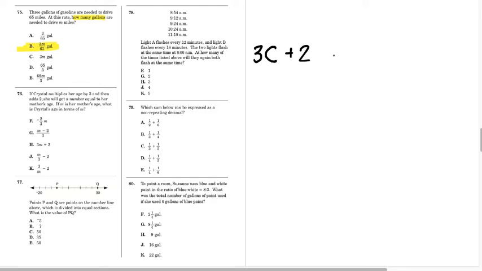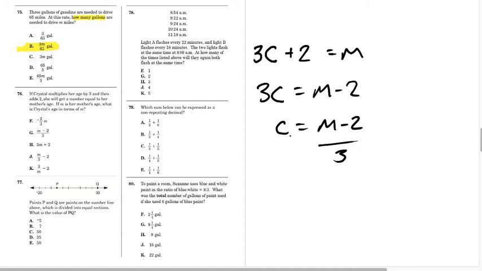It's going to equal what her mom. Call her mom m. So we have to solve it in terms of m. Okay, so we have to solve for c. So 3c equals m minus 2. C equals (m minus 2) over 3. So (m minus 2) over 3 is g. Right? It's just like the last one. In terms of m, right, means we have to solve for the other variable, c.